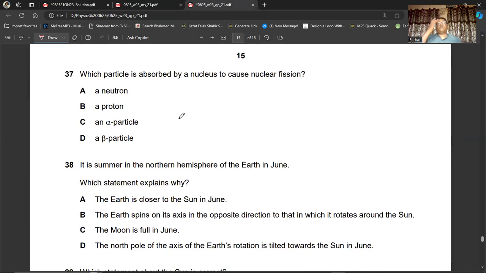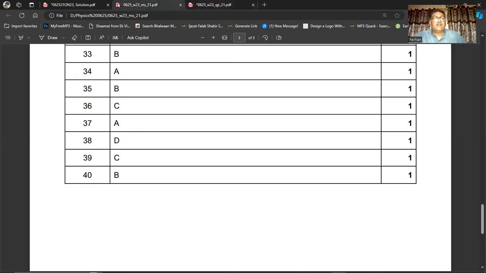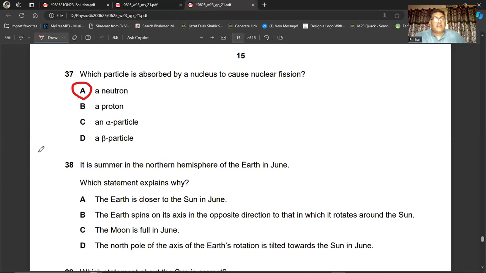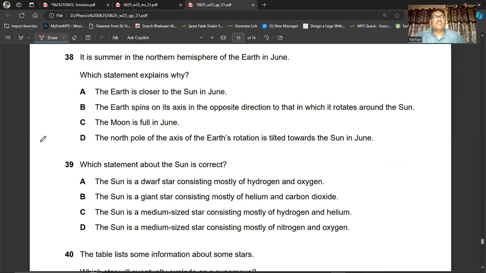Question number 37. Which particle is absorbed by a nucleus to cause nuclear fission? For the nuclear fission, a neutron is bombarded on a nucleus, and that nucleus breaks into two smaller or three smaller nuclei. So a neutron is bombarded. Question number 37. A is the choice, sir. It's a famous fact.